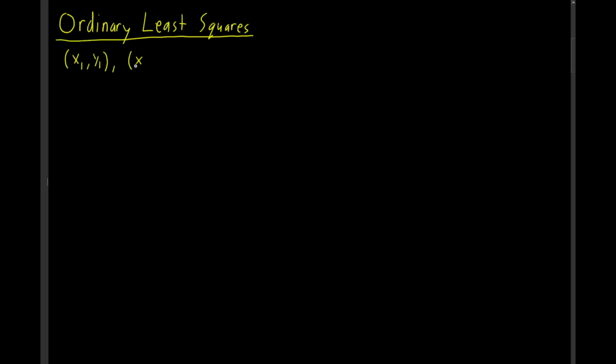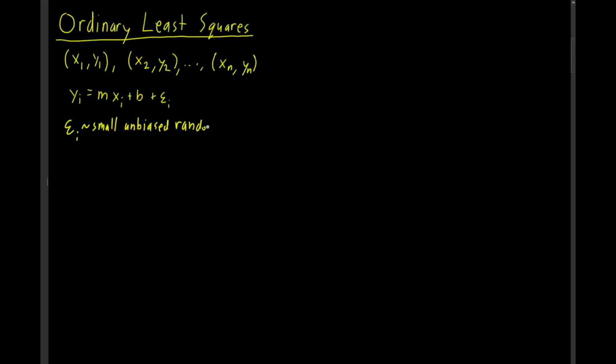You have n xy samples. You think that the data roughly obeys the line equation y equals mx plus b. By roughly, I mean that each y value actually equals mx plus b plus a small unbiased random noise epsilon, which is separate for each sample. I won't strictly define small now, and it's not strictly needed, but it'll help us understand the solution to assume it's small. By unbiased, I mean that on average the noise is 0.